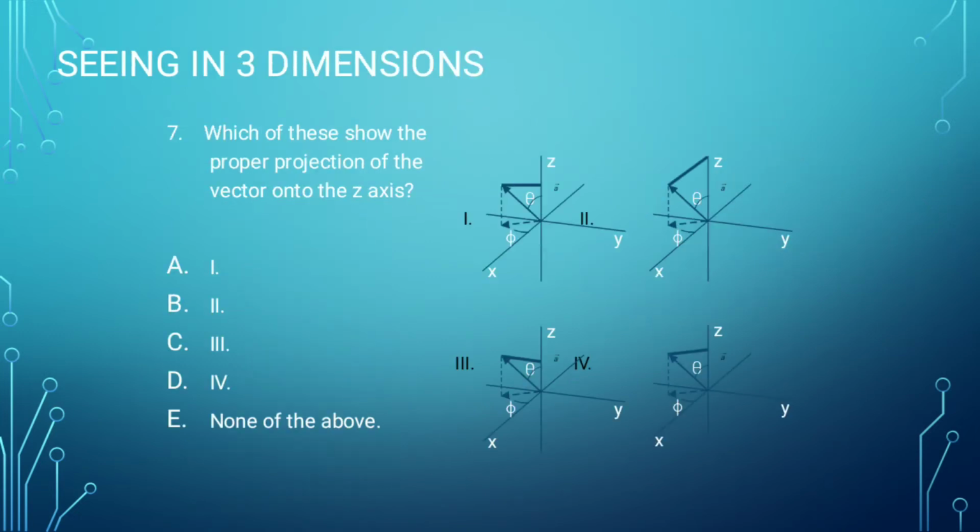Okay, then see, this is an example. Which of these show the proper projection of a vector onto the z axis? So if we need to project a vector on the z axis, in our last session we have seen how the vector can be projected.